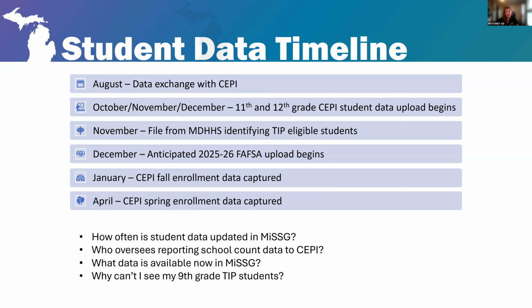What happens is you do your school count in October, and then that is sent to CEPI. CEPI's got to spend time collecting that data, analyzing that data, and then getting it all finalized. And usually by January, they've got that file fully finalized, and then it gets sent to us, and we're able to capture that data and get it uploaded into the system. So this can take a little while, right? In January, we're getting that fall count data.